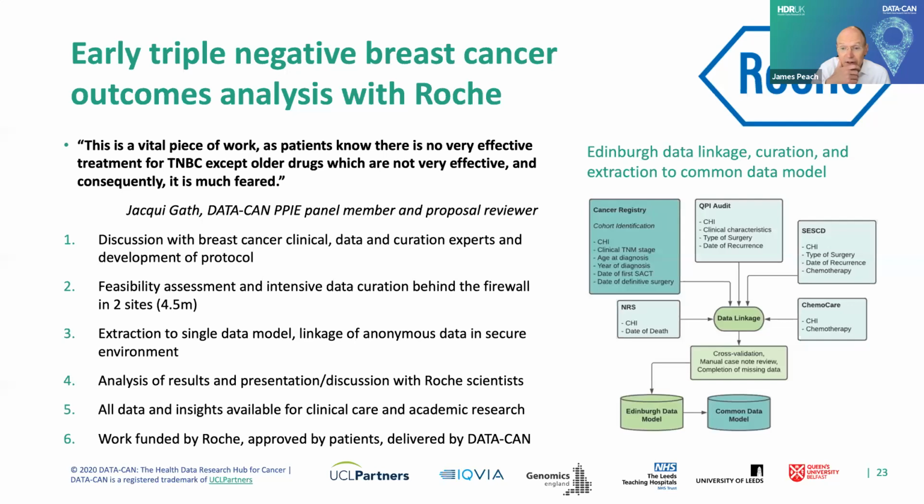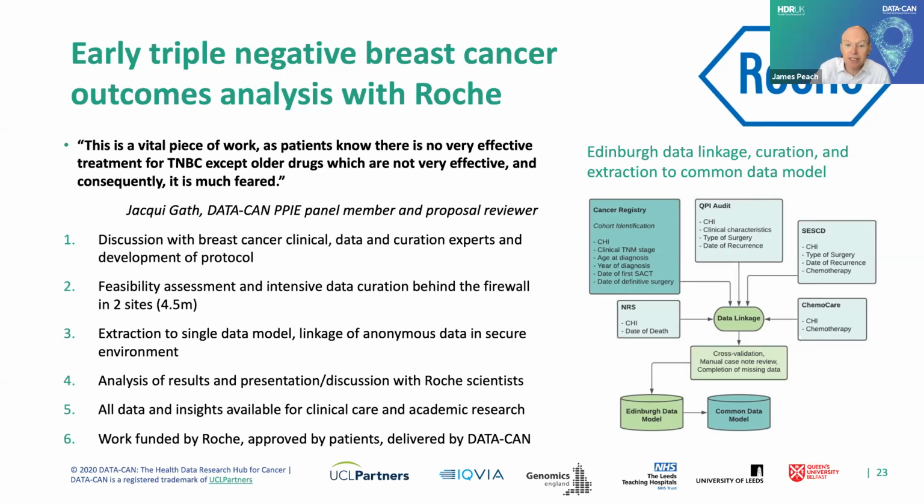And this is an example of a patient-approved piece of work we've done with industry. This is with Roche, the big pharma company, and we were looking at early triple-negative breast cancer outcomes. And at the top, you've got a quote there from Jackie. We take all of our proposals before we start doing the work to the patient group, and the feedback from the patient group was a resounding get on with this.